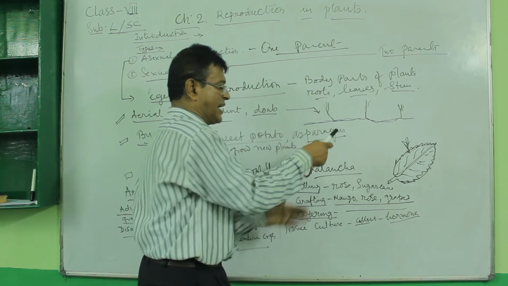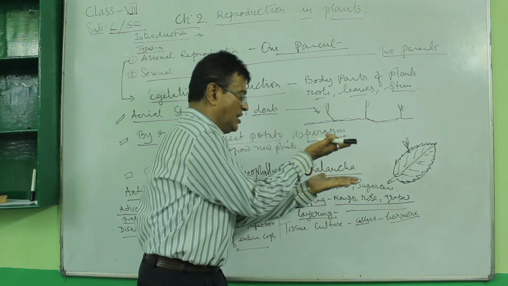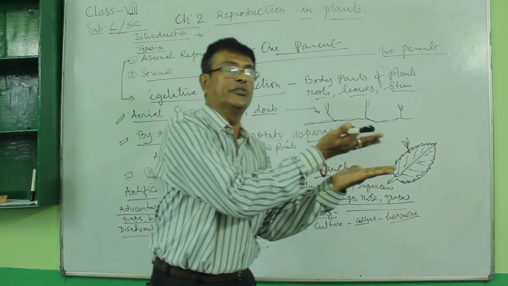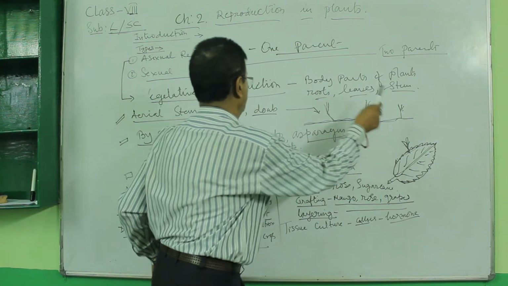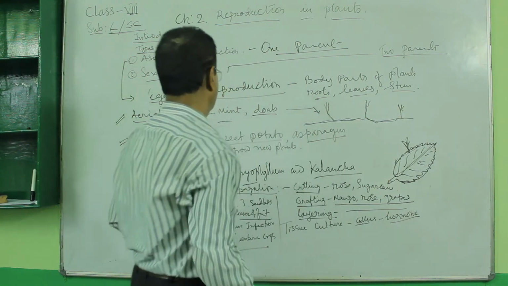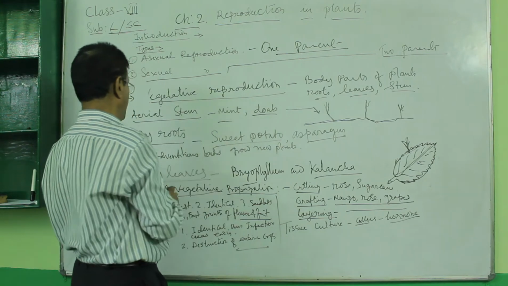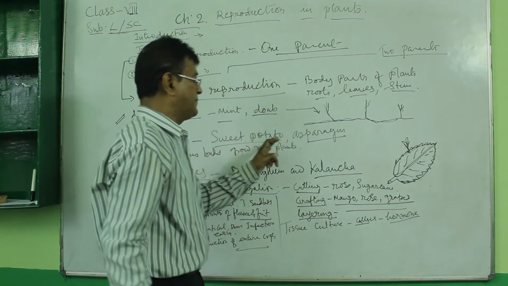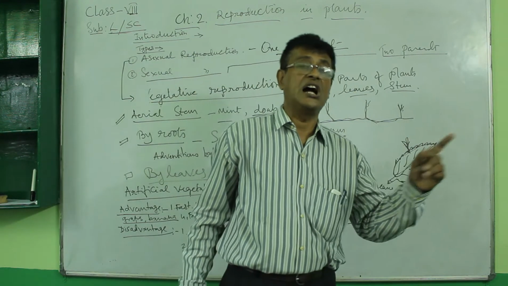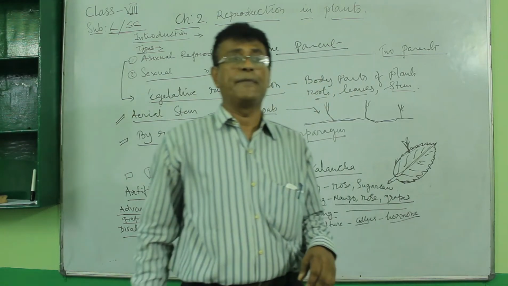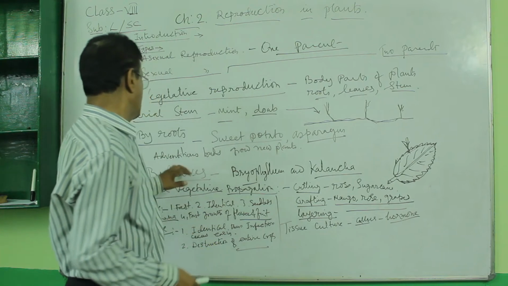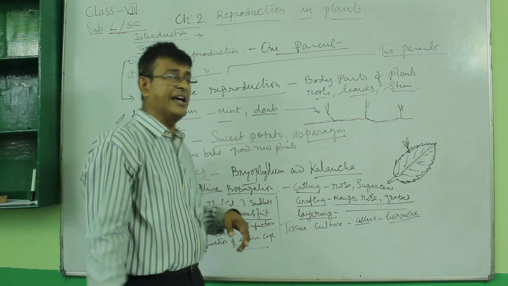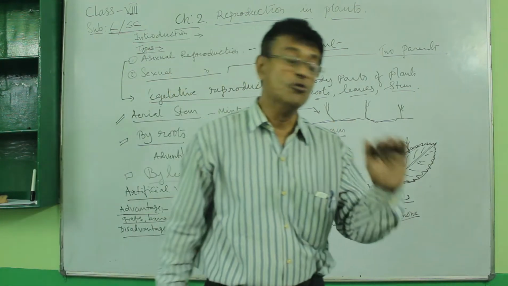Their big stem is not actually on the soil. So they grow from the roots and nodal region, like the mint. By roots, sweet potato and asparagus are the two examples which grow by the roots, and there are adventitious buds in there which grow into the new plants.